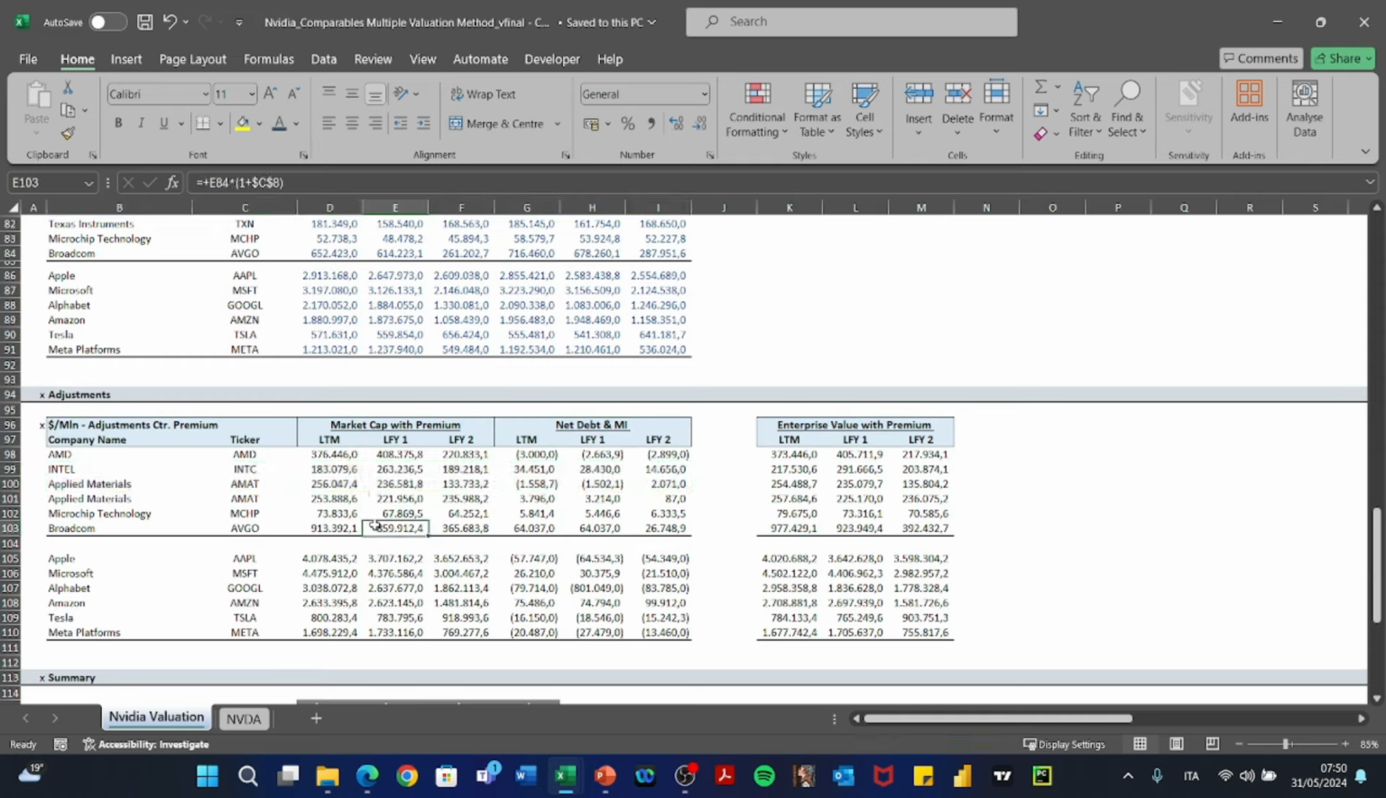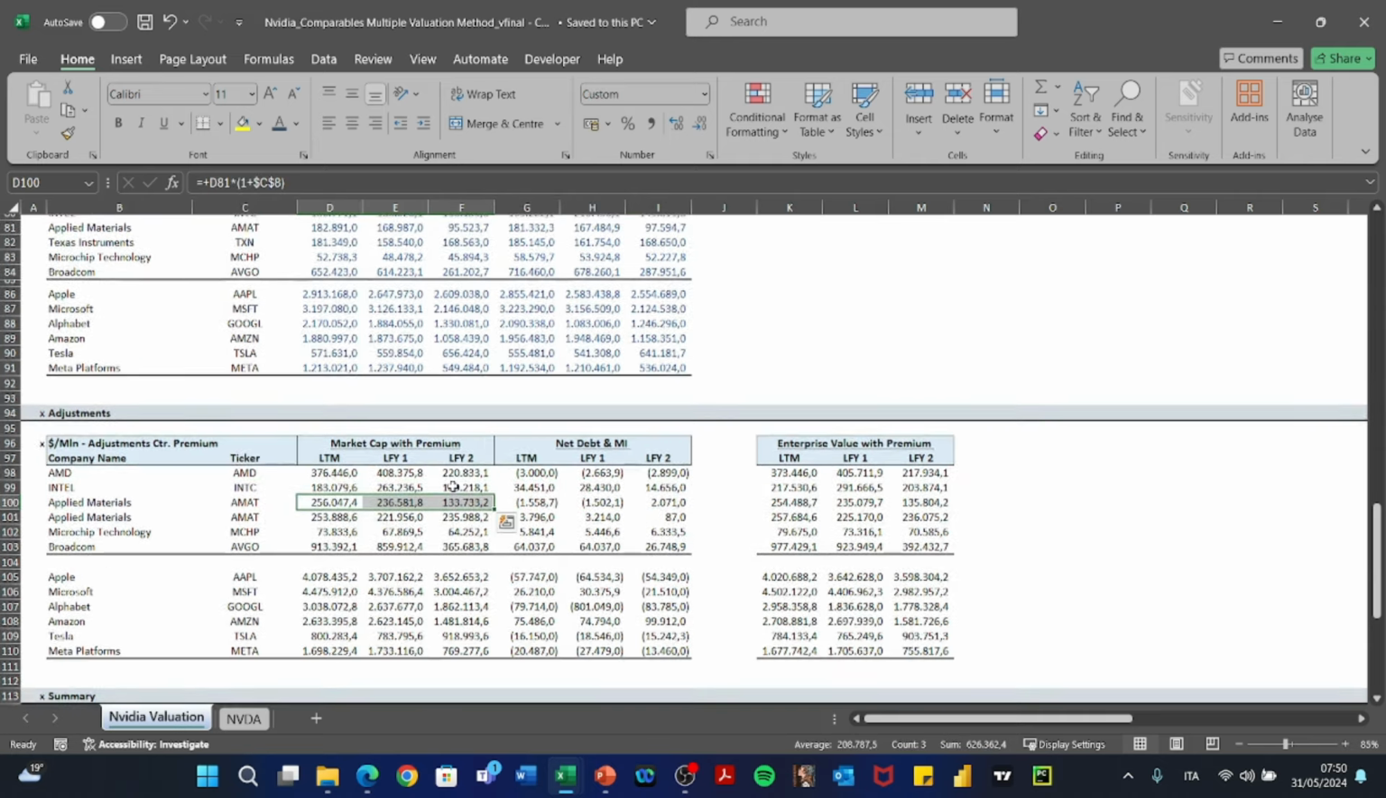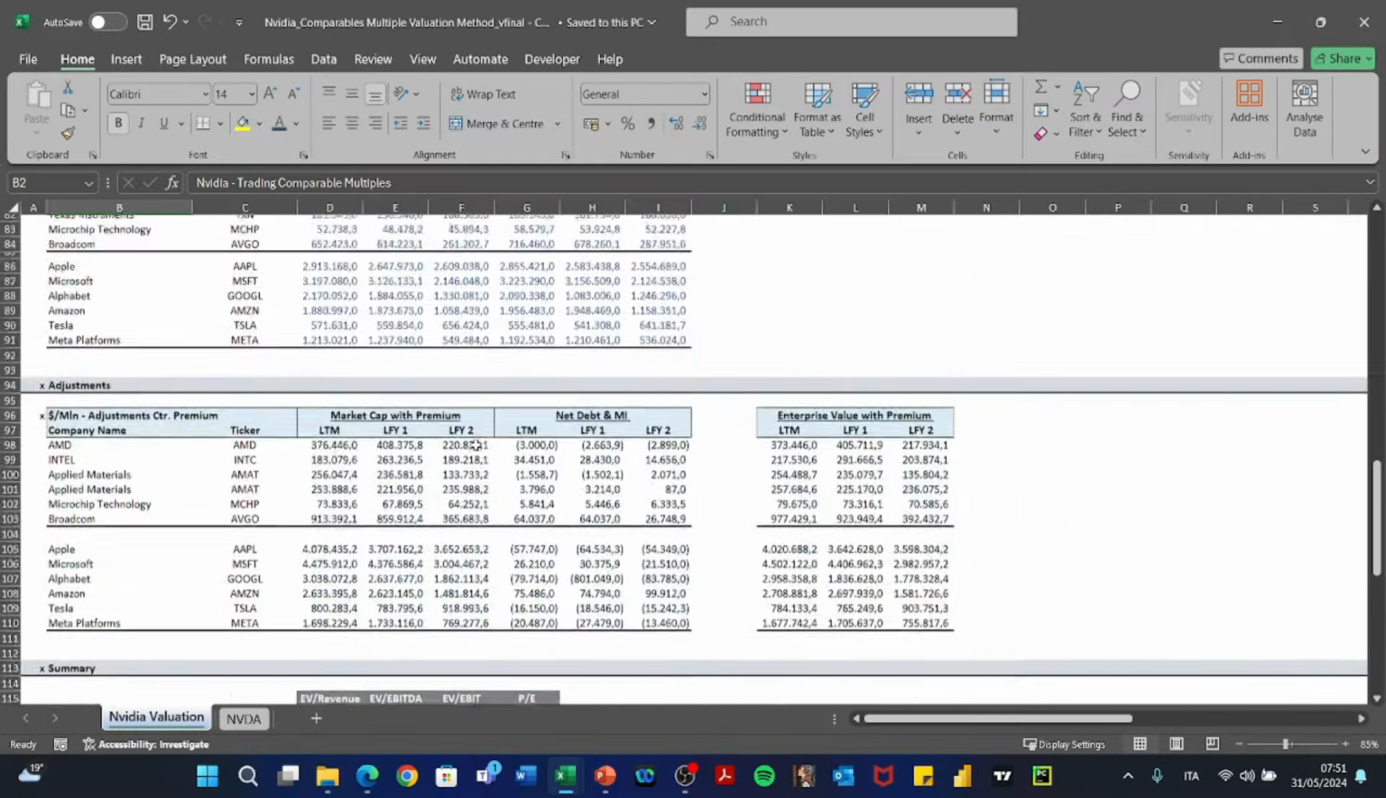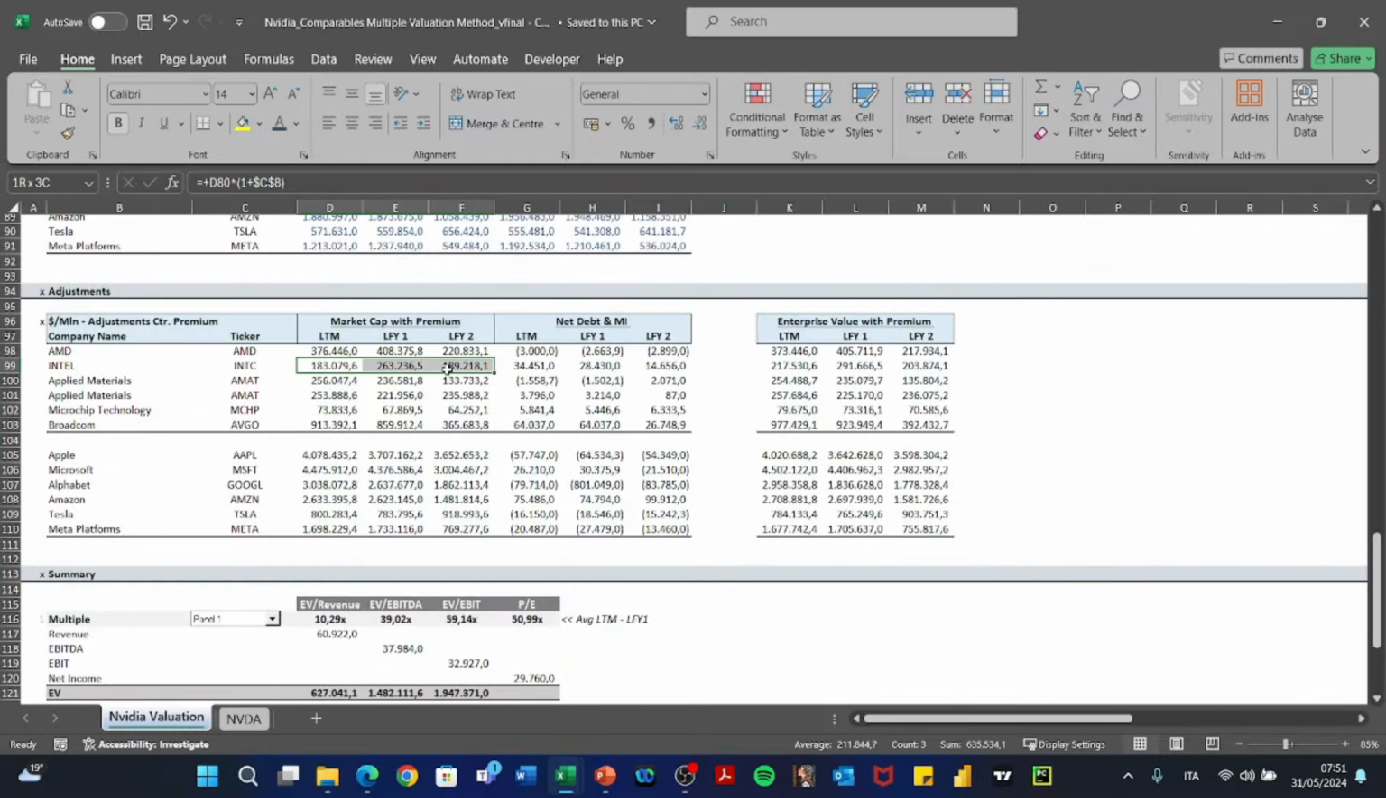The reason why I'm adding a control premium to the market cap of the comparables is because the share price of the company that you can find on the market reflects a minority perspective. In this case, we are valuing 100% of Nvidia, so it is necessary to add a premium over the comparable share price.